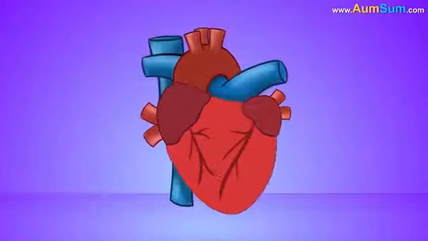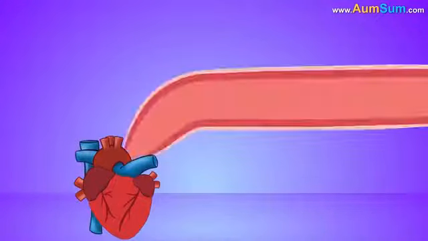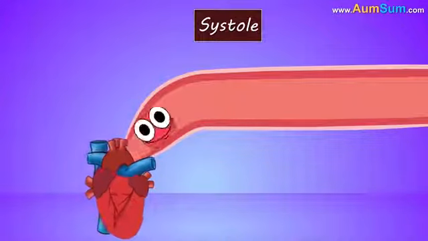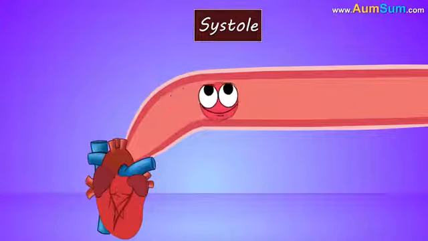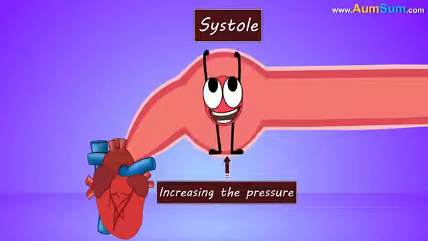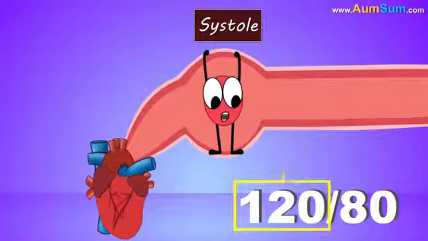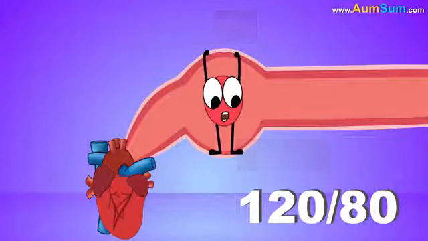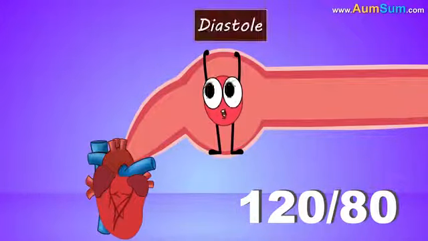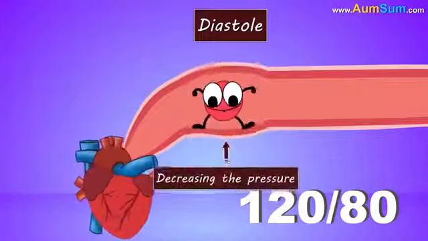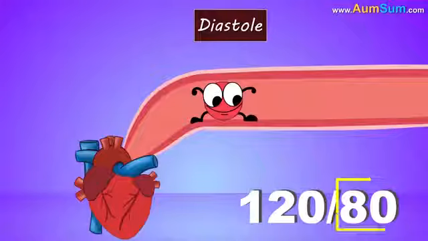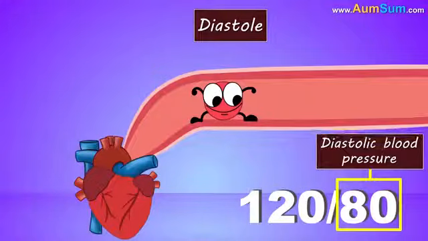But why does the reading have two numbers? It is because our heart is constantly contracting and relaxing. During a phase called systole, our heart contracts to push the blood through arteries, thus increasing the pressure. So, the bigger number indicates the systolic blood pressure, whereas during diastole, our heart relaxes, decreasing the pressure. So, the smaller number indicates the diastolic blood pressure.